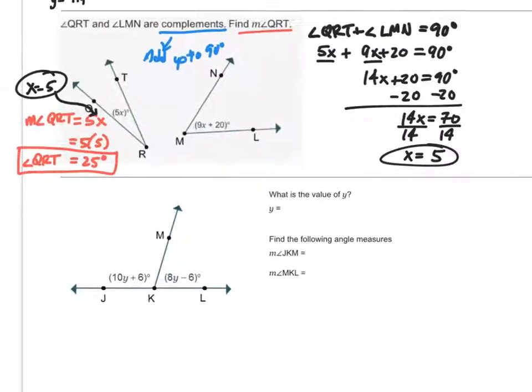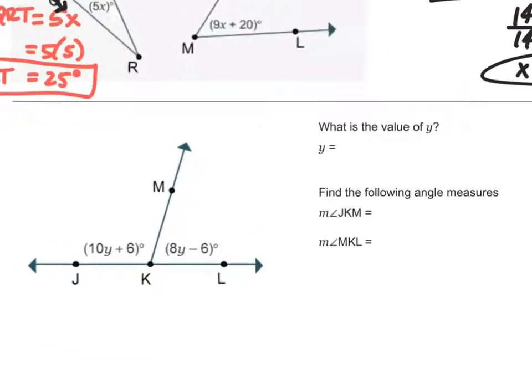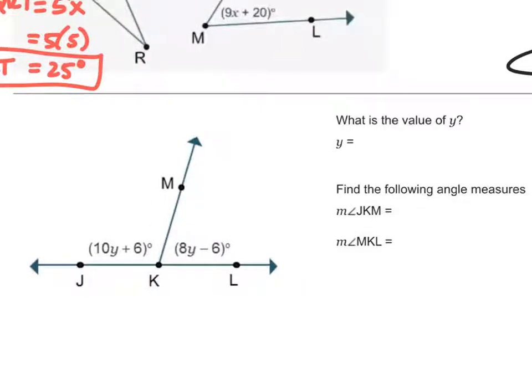Let's take a look over here on this last one for the page. It says, what is the value of y? Here's what I know. It wants us to find the value of y, and then it wants us to find the measure of JKM and MKL. I need to set up an equation here. These are two adjacent angles whose non-common sides form a straight line. We call this a linear pair. Two angles that are next to each other that form a line like this are a linear pair. And what we know is that these two angles add up to 180 degrees.